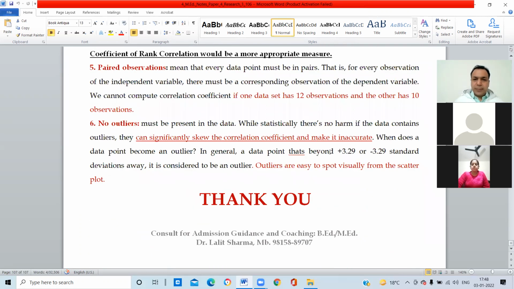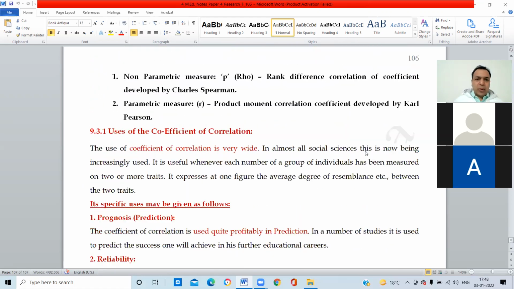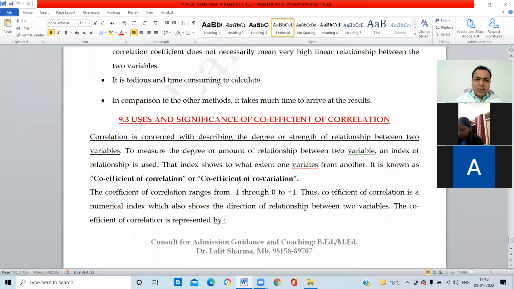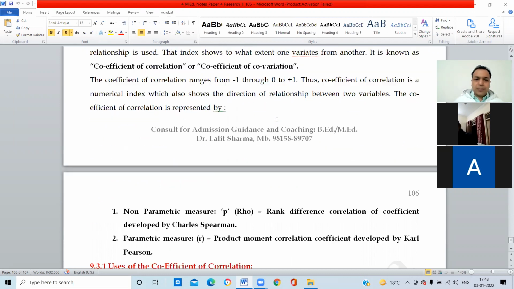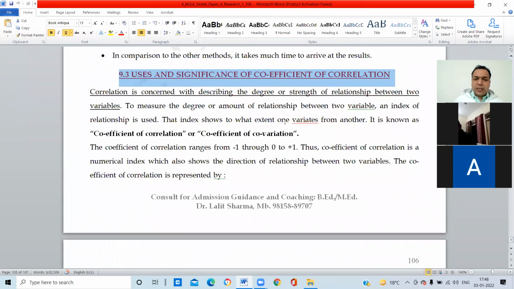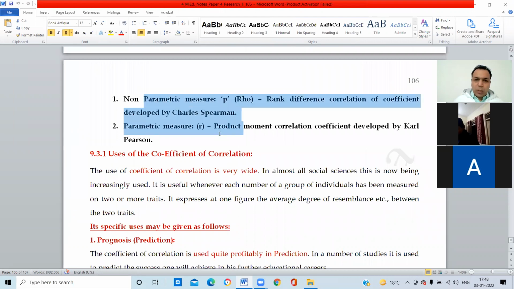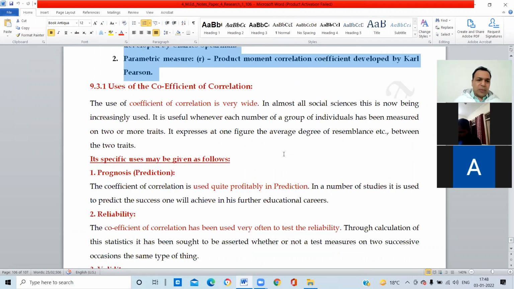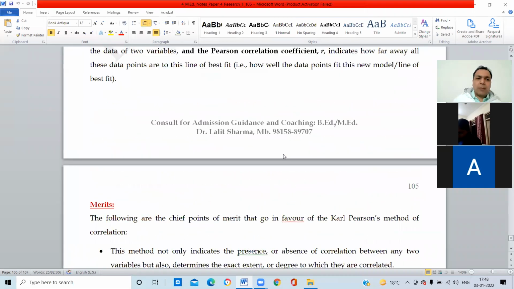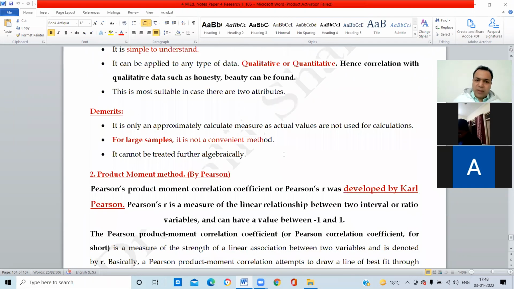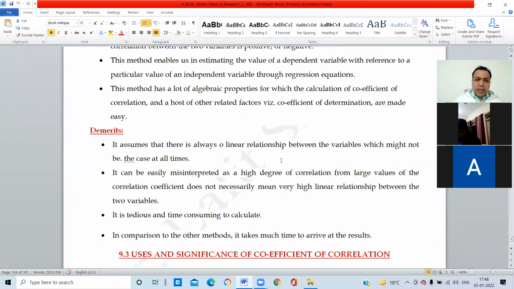So this is all about this paper, correlation, right? It is in your syllabus. And what are the important questions that can come? Questions can come about what you understand by correlation, and what are the uses and significance of the coefficient of correlation, right? Many times it comes. If this question comes, you have to talk about two types of correlation, Spearman correlation and Karl Pearson's, and mention them along with merits and demerits.